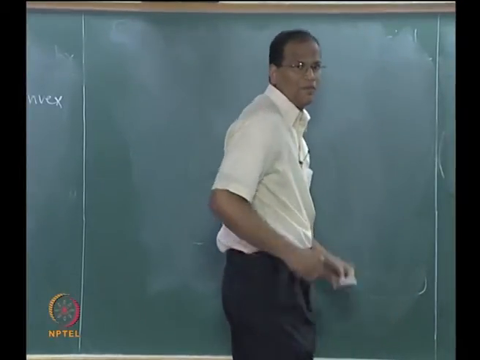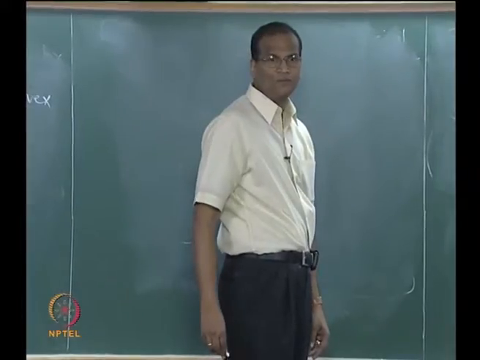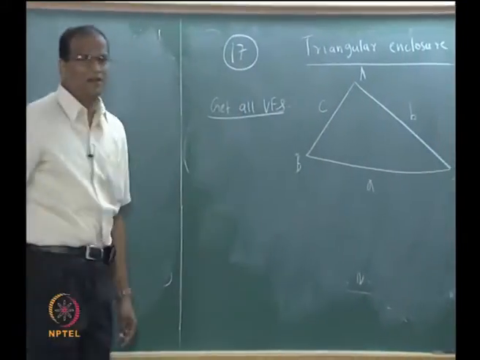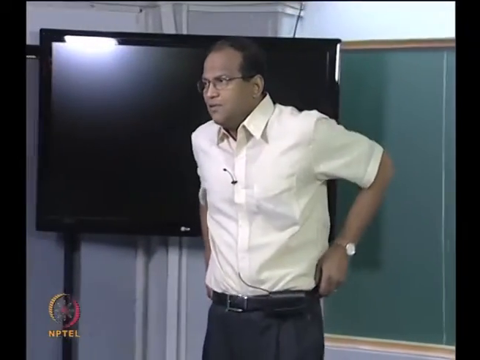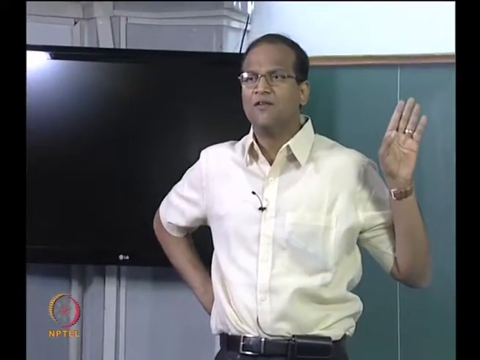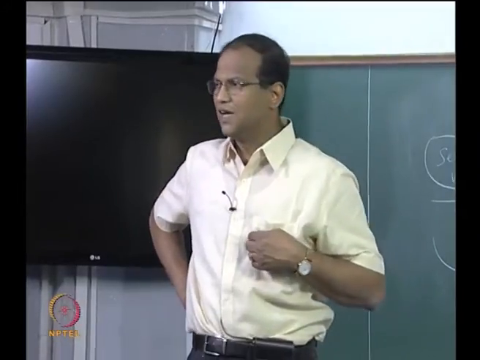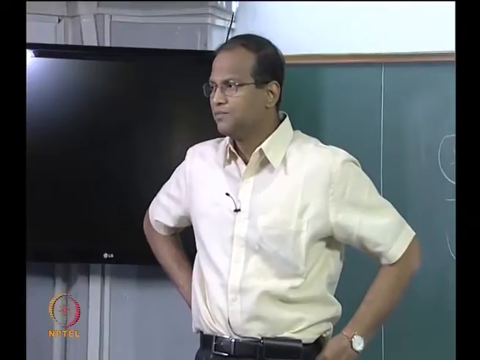Problem number 17, okay. You can word the problem appropriately. Consider a triangular enclosure with three surfaces of length A, B, C. Determine all the view factors, right? How many of you got it already?